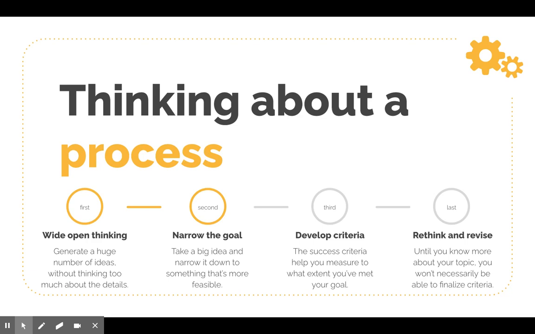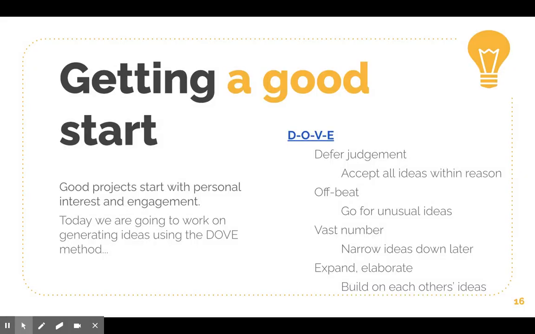In just a minute, you'll take some time to think about all of the possible ideas for a personal project. To do this, you'll follow a few basic rules of brainstorming called the DOVE method. You can click here to see this resource, which explains in more detail. Essentially, these 4 rules are to, first, defer judgment. Accept all ideas within reason. This means that you should eliminate ideas that are potentially dangerous or illegal, or that can't be achieved between now and February.